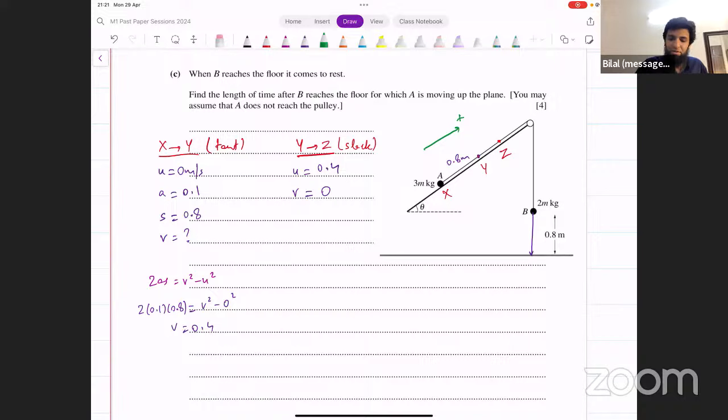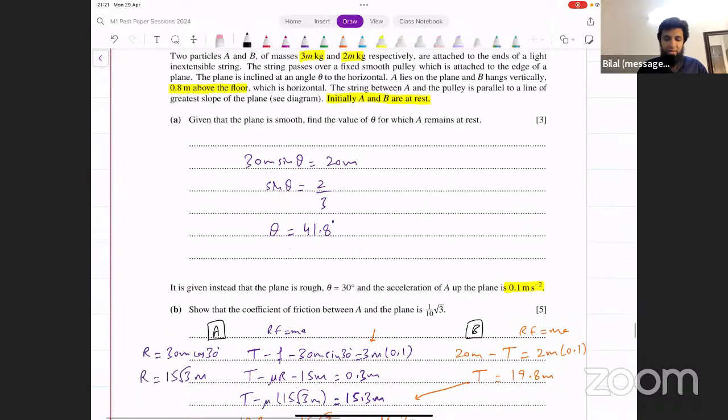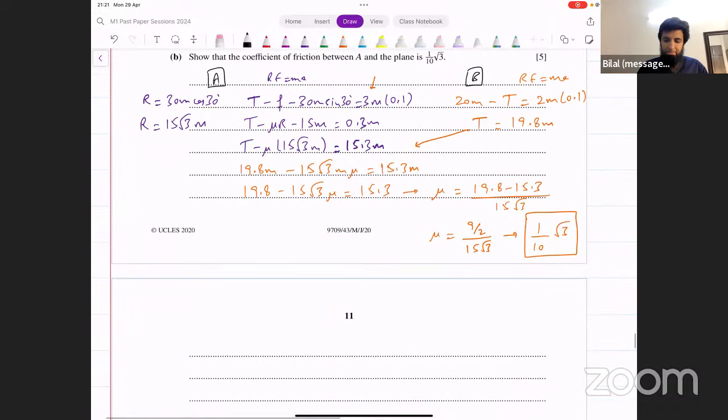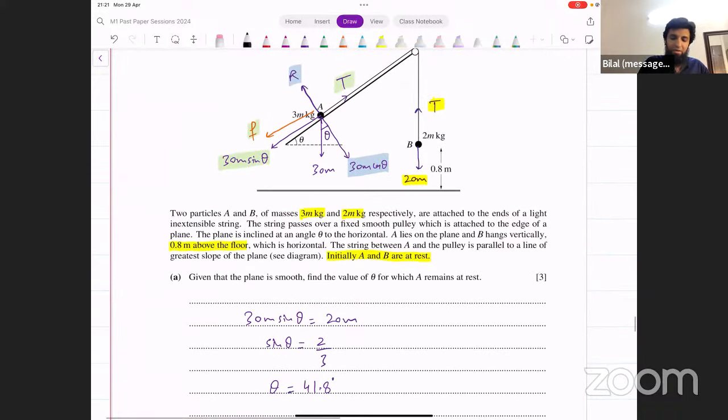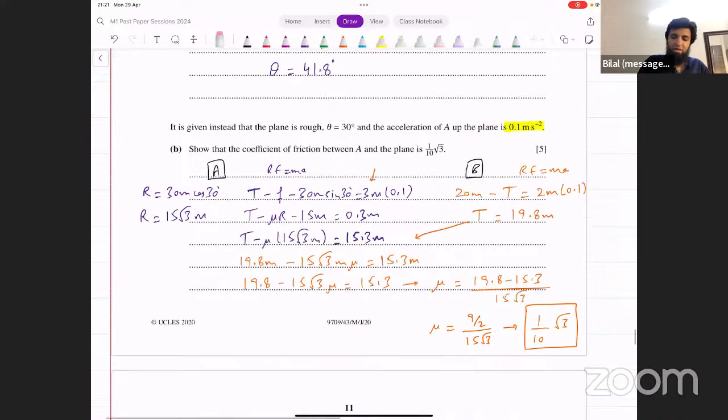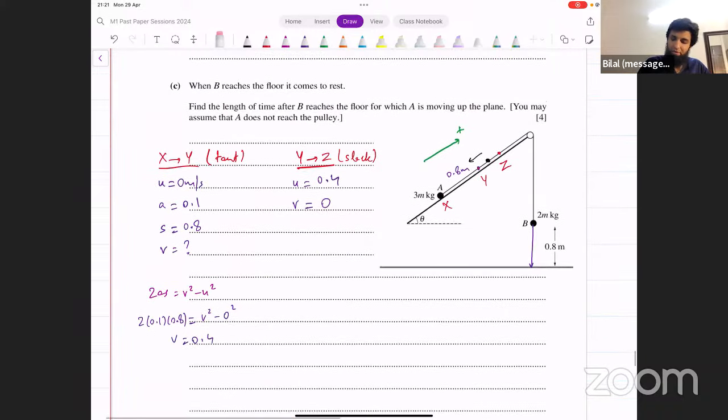Let's say the particle was here. What forces are acting? There's no forward force because there was tension earlier, but now there's no tension. There's only weight component that's acting against motion. We calculated that earlier. That was 30m into sine theta and friction. These two forces are still acting. 30m sine theta and friction.